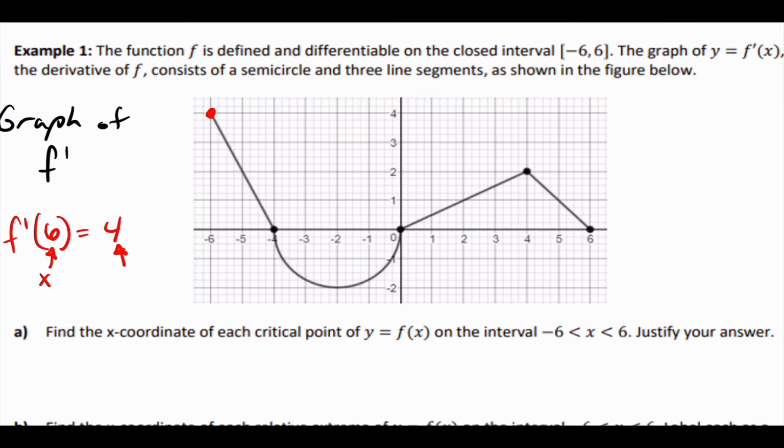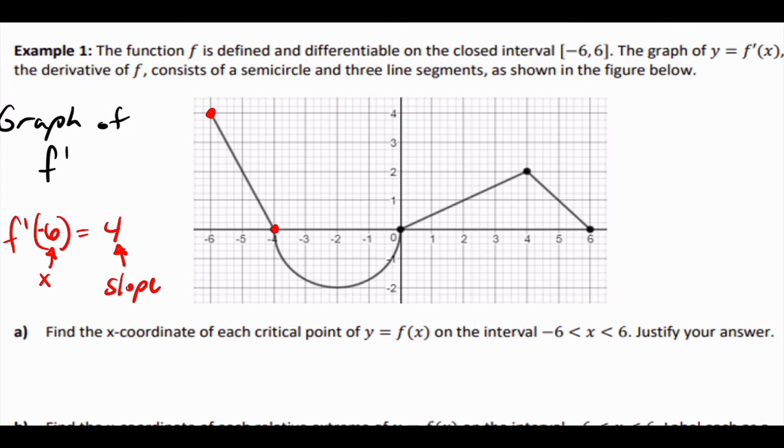So, sorry, -6 right here. So you're close. 4 represents the slope of the tangent line of what? The original graph. The slope. 4 was the slope of the tangent line, right? 4 is a slope, right? Let's go to the next one.